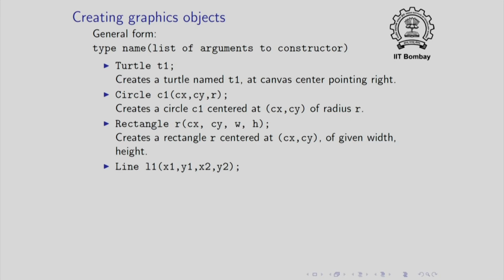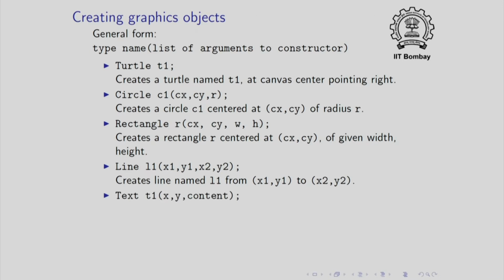You can create lines, and this is how. This will create a line named L1, and the line goes from x1, y1 to x2, y2. And these coordinates, all these coordinates in fact, are given with respect to the origin, let me remind you, and the origin is at the top left corner of the canvas.